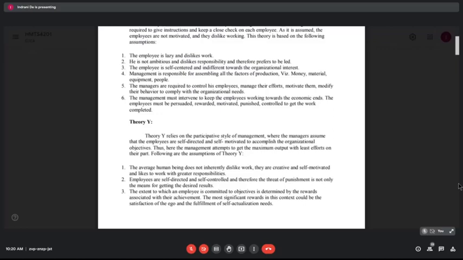Thus, here the management attempts to get maximum output with least effort on their part. Because they are self-motivated, self-controlled, self-directed, everything they are doing on their own. So the manager has less role to play, less effort to put to control the employee. There is actually no need to control.